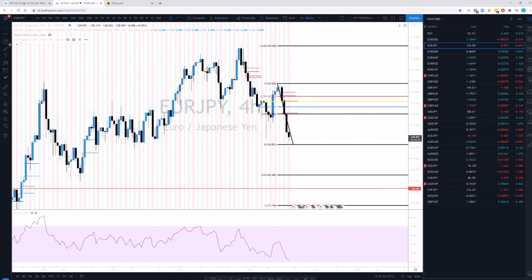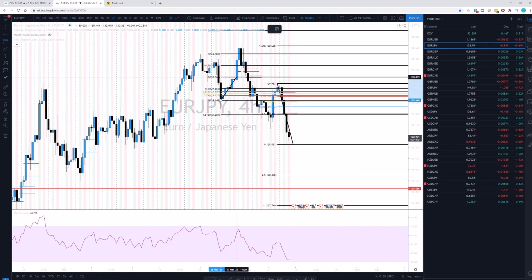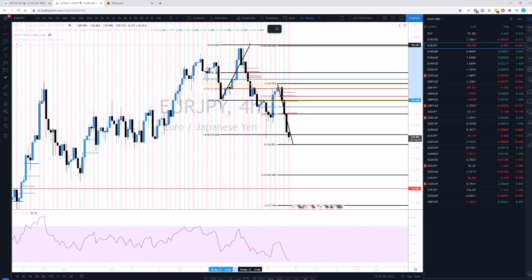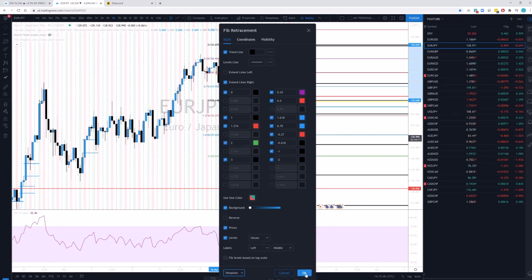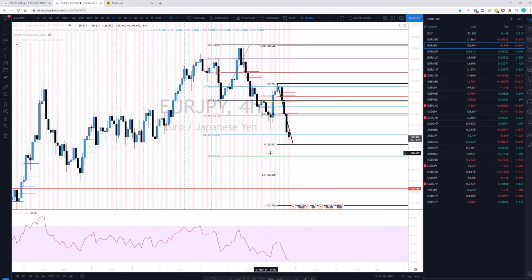Or let's measure this one and see where 2% will be. Right, 2% will bring us here. So let's see if we pull back into the range. That will be your first target, and then second target will be your optimal trade entry, basically targeting this low.